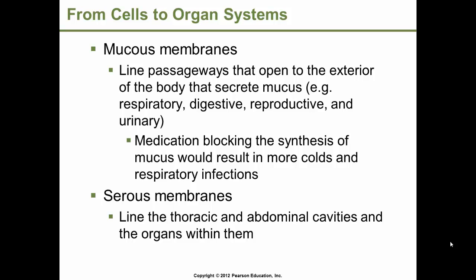Mucous membranes in the small intestine are specialized for absorption. In the respiratory tract, they act to trap bacteria and viruses that could lead to illnesses. Serous membranes line the thoracic and abdominal cavities and the organs within them. They secrete a fluid that acts as a lubricant, which reduces the friction between organs within the cavity.